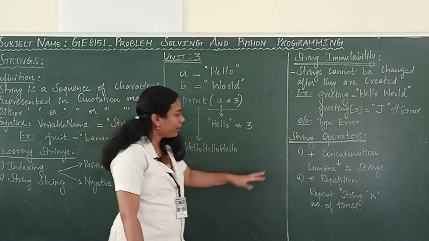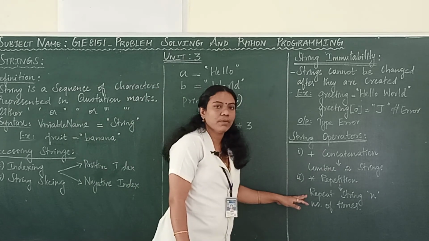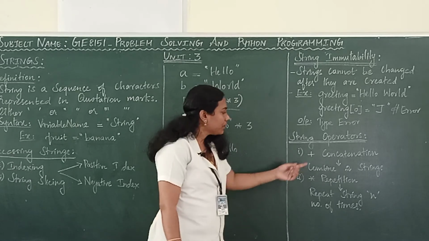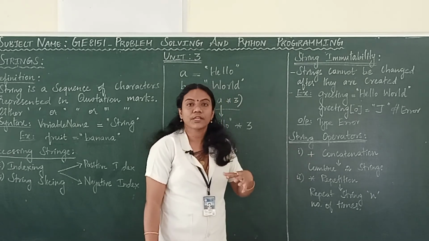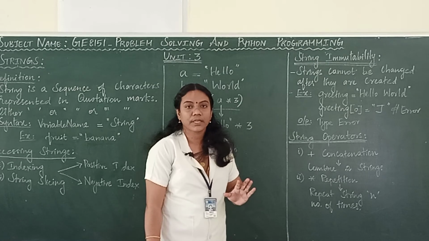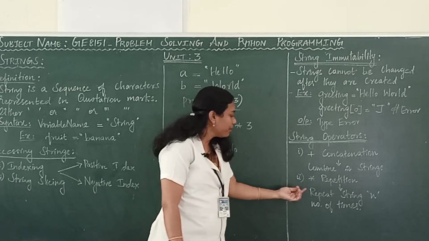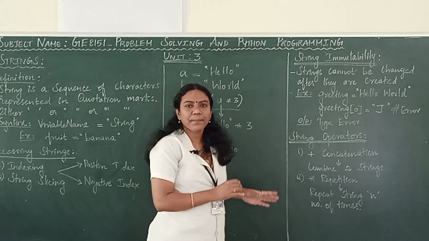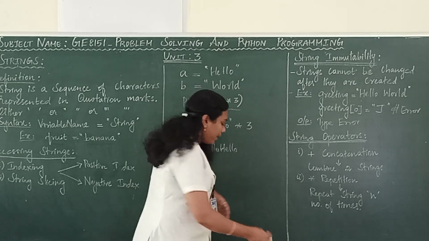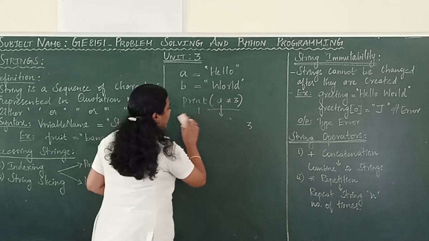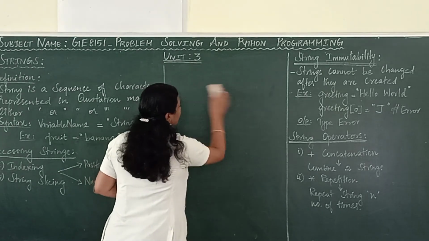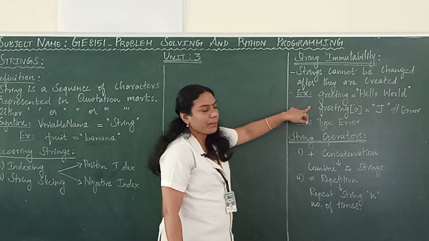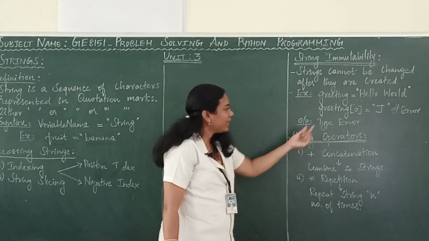Understood? This is also an important 2-mark question, and questions will be asked based on this. The use of plus is to do concatenation on strings, that is joining or combining two strings. The asterisk operator placed after a string represents the number of times the string is to be repeated. Everyone understood?